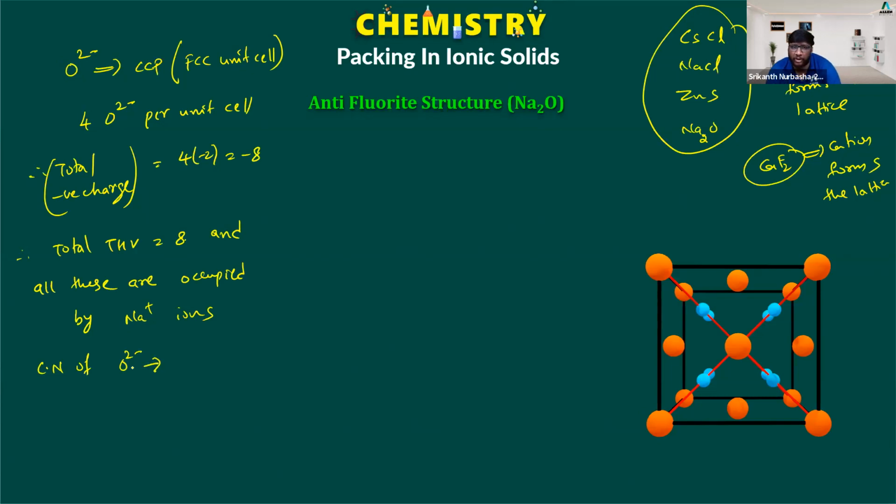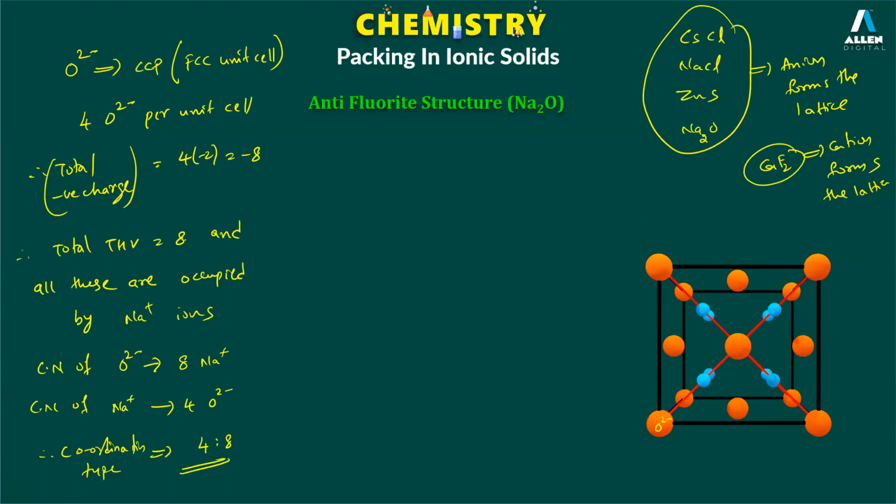Coordination number of O2 minus, you try to figure out. O2 minus is surrounded by how many Na plus? Actually, it is surrounded by 8 Na plus, and coordination number of Na plus is 4, each Na plus surrounded by 4 O2 minus. So for coordination number type, first the cation you have to write, then the anion. 4:8 type.